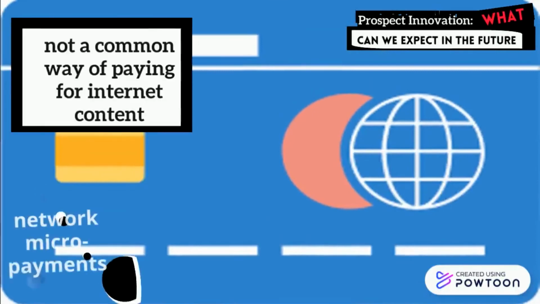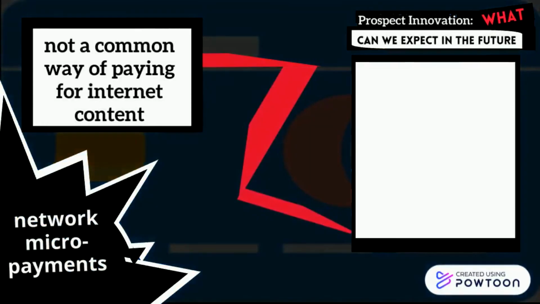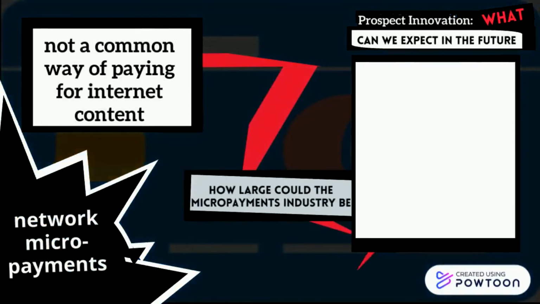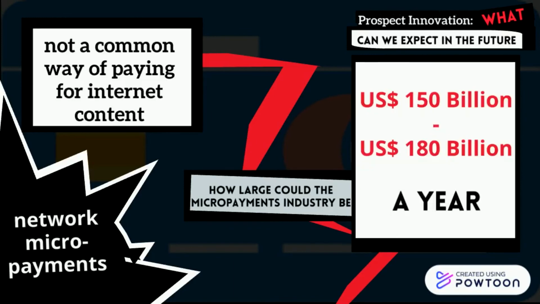Currently, micropayments are not a common way of paying for Internet content, but just how large could the micropayments industry be, depending on how you model it and the number of years you take into consideration for maturity? Numbers can be anywhere from $3 billion to $30 billion a year. In some optimistic models, projected over a 15-year period, the industry could blossom to the $115 billion to $180 billion a year mark.